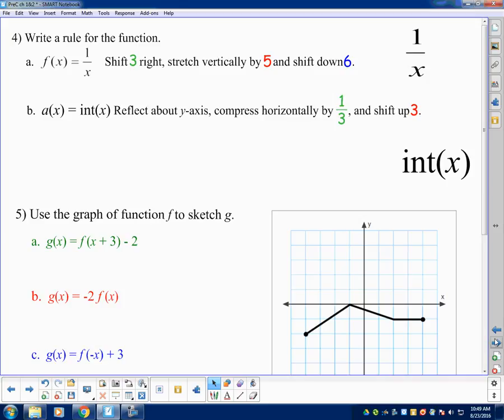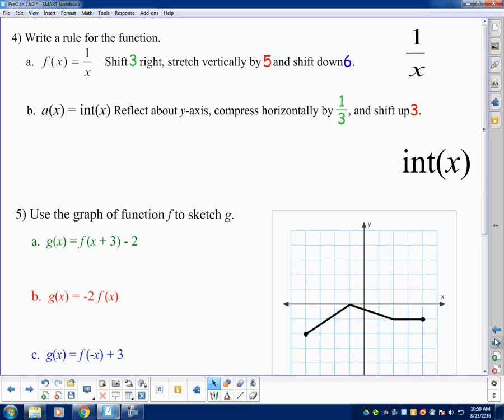Moving right along on number 4 here. It says write a rule for the function by taking the parent function and performing the transformation. So you're going to be given a description of the transformations, and you're going to write a rule. It says, if f of x equals 1 over x is the parent graph, shift 3 units right, stretch vertically by a factor of 5, and shift down 6 units.